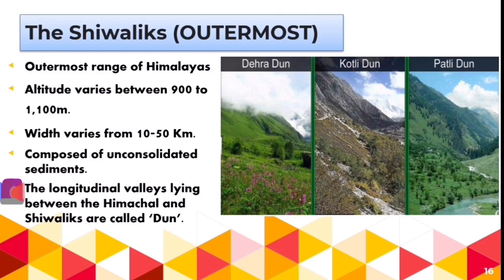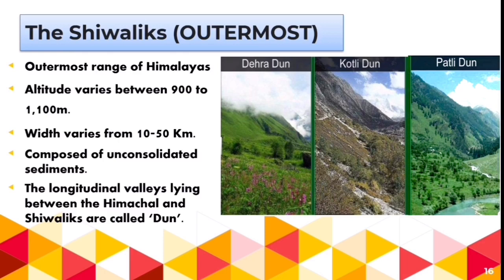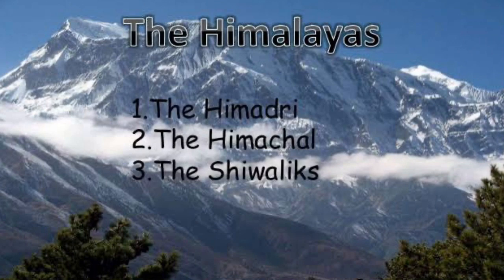The longitudinal valleys that lie between the ranges of Himachal and Shivalik are known as duns. And you must have very commonly heard city names also being kept with the term Doon. Heard about Dehradun, Kotli Doon, Patli Doon. All these refer to places lying along these longitudinal valleys. Thus, the longitudinal division of Himalayas is classified under three categories: the Himadri, Himachal and Shivalik.